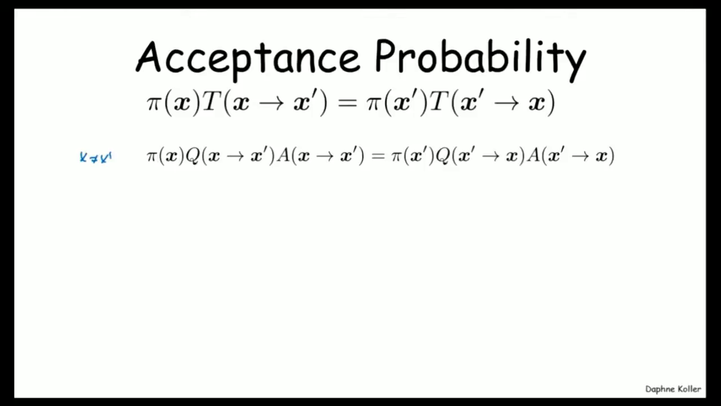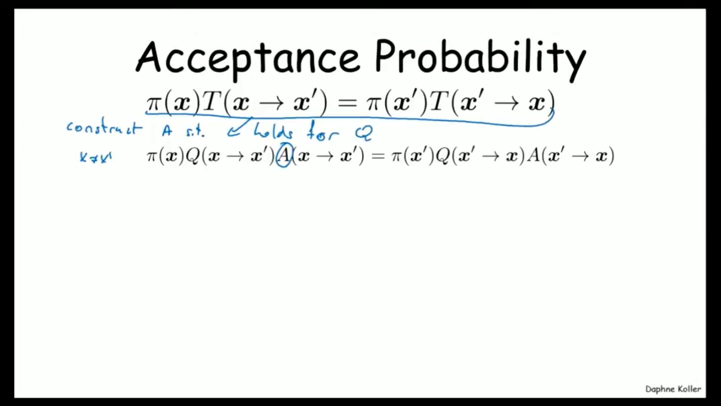And so let's look at the case x is not equal to x prime. And our goal is to construct A. So the goal is to construct A such that detailed balance holds for Q. I'm given Q, the setup is I'm given a proposal distribution Q, and now I'm going to pick A so as to make detailed balance hold. And if detailed balance holds for Q comma pi, then that is going to guarantee that the process overall has the correct stationary distribution.